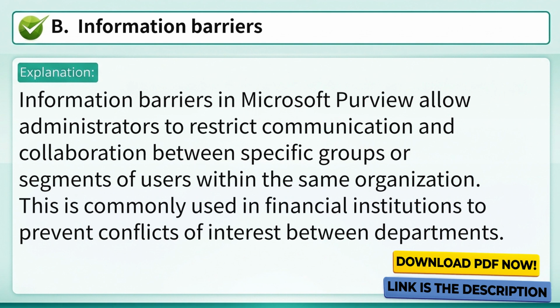Information barriers. Explanation: information barriers in Microsoft Purview allow administrators to restrict communication and collaboration between specific groups or segments of users within the same organization. This is commonly used in financial institutions to prevent conflicts of interest between departments.